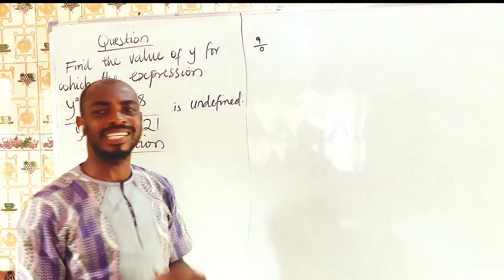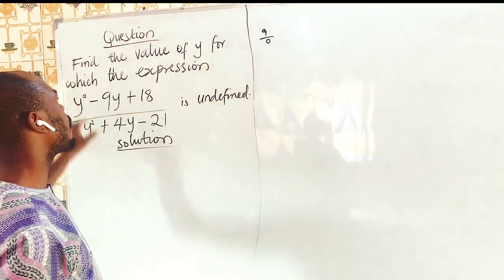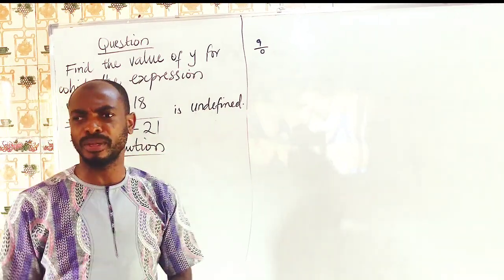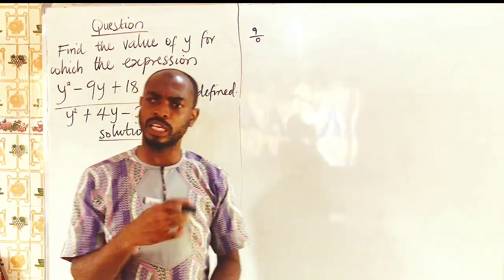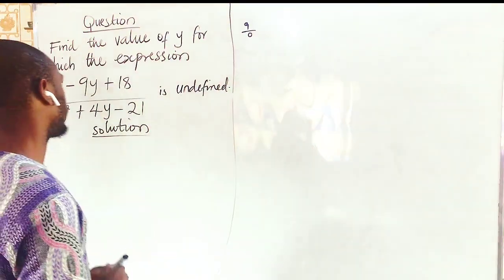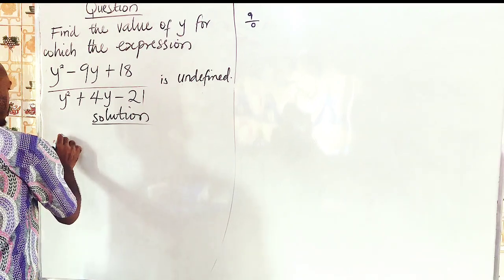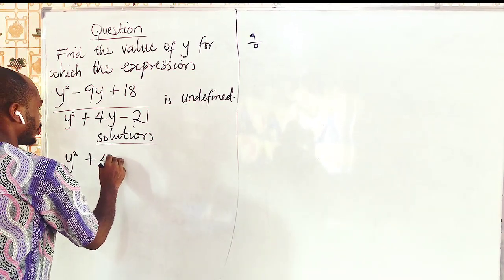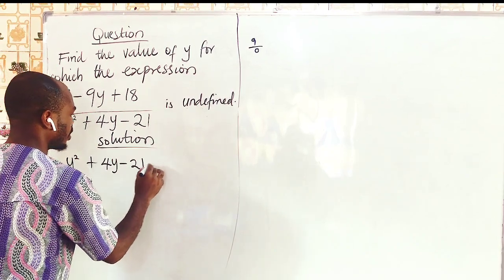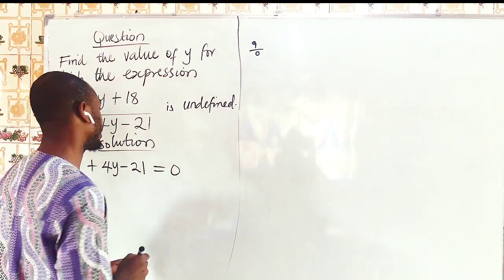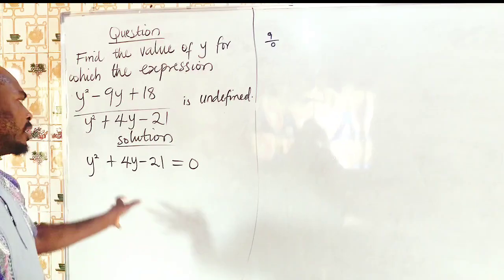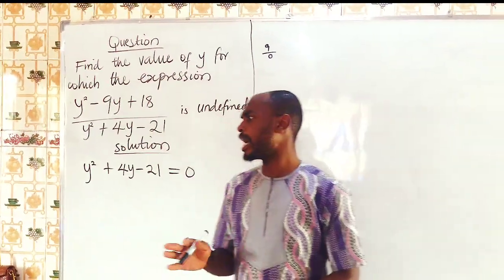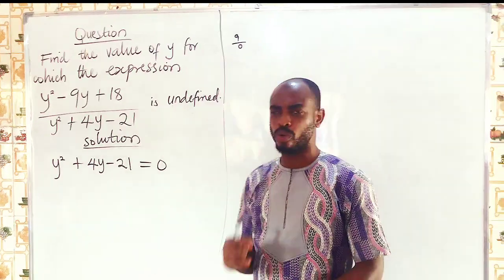So the question is simply telling us what will be the value of y if we equate the denominator to 0. So let us find out how to solve this question. y squared plus 4y minus 21 equals 0. That is what we are to do. This is a quadratic equation and we are to solve it.